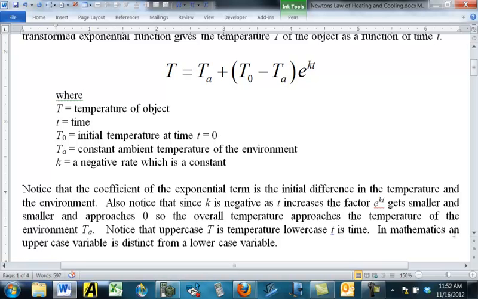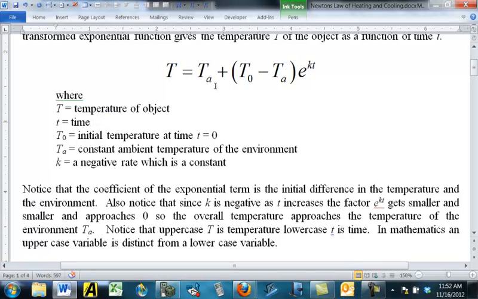So the coefficient of the exponential term, T sub 0 minus T sub A, is the initial difference in temperature between the object and the environment. Since k is negative, e to the kt is going to get smaller and smaller as t gets larger and larger, and so e to the kt is going to approach 0 as t approaches infinity. So as t goes towards infinity, this whole term is approaching 0, and then we add that to T sub A. The temperature approaches T sub A, which makes sense.